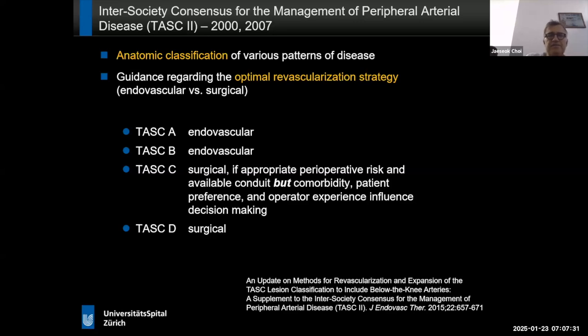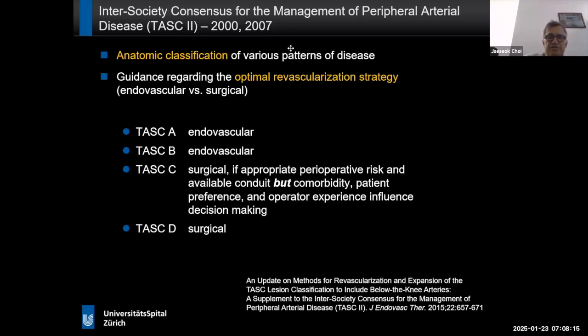To do that classification, they relied on the evidence-based literature at that point. The problem was that soon after 2005-07, there was quite an extensive development of tools and so on, which made that classification not much adoptable. In TASC 1, A lesions, for example, they were endovascular, B endovascular also, interventional, the same. TASC C and D were essentially surgical procedures, meaning generally bypasses.